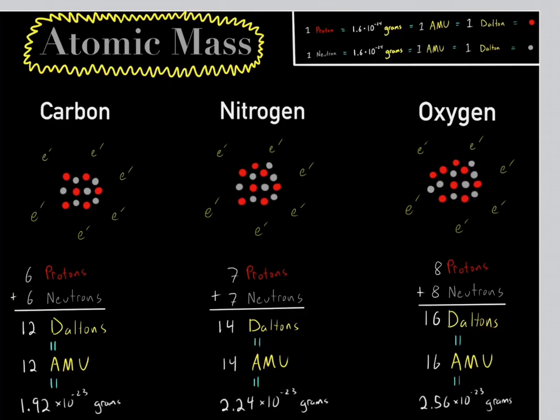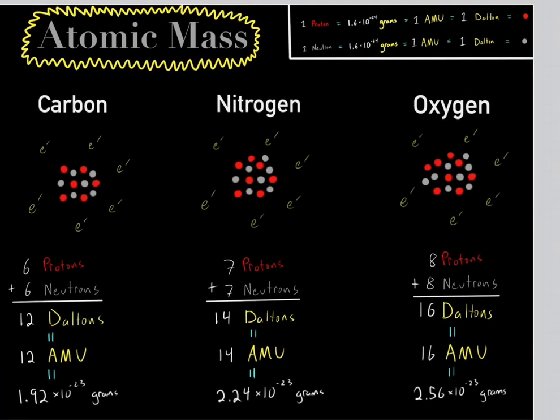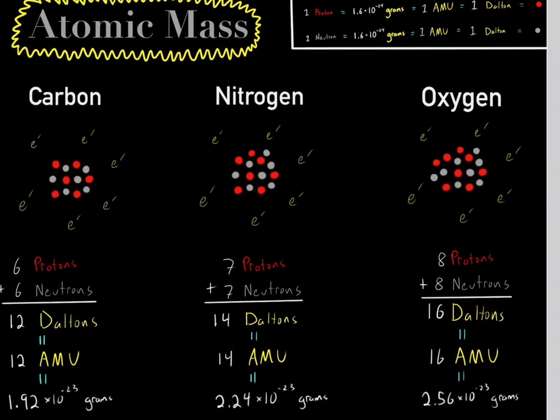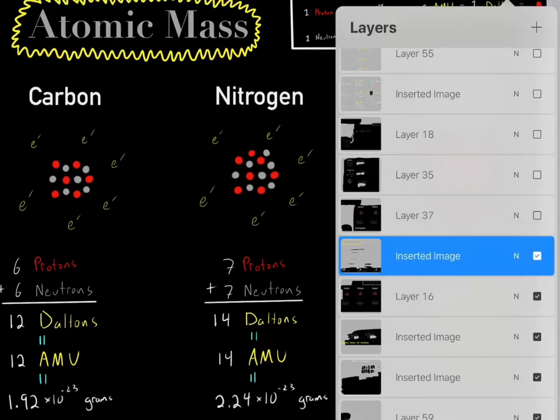And again, if you were to use grams and count the number of these protons and neutrons in grams, you would get an atomic mass of 2.24 times 10 to the negative 23 grams. But again, this is an ugly number, so biochemists like to use Daltons. And again, the same thing with oxygen. If you do the math, you would get this mass for the atomic mass.